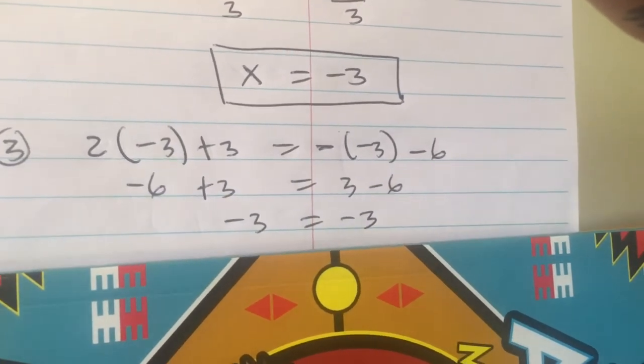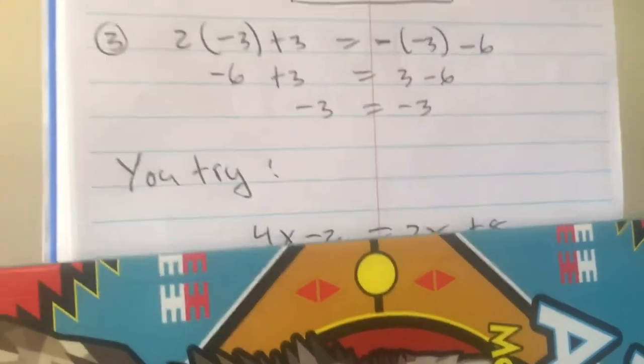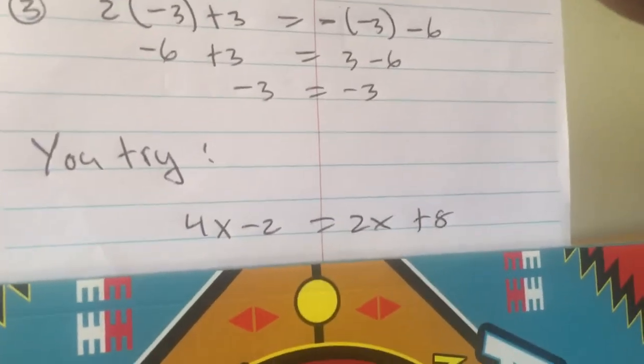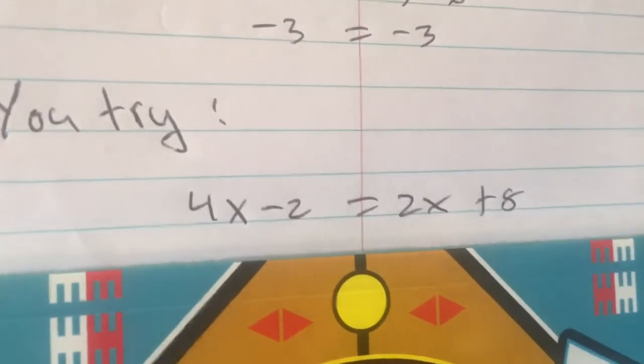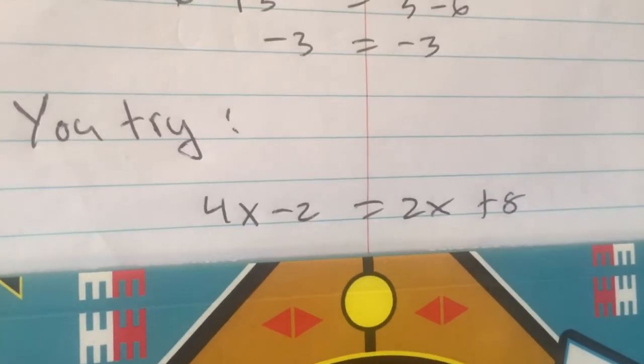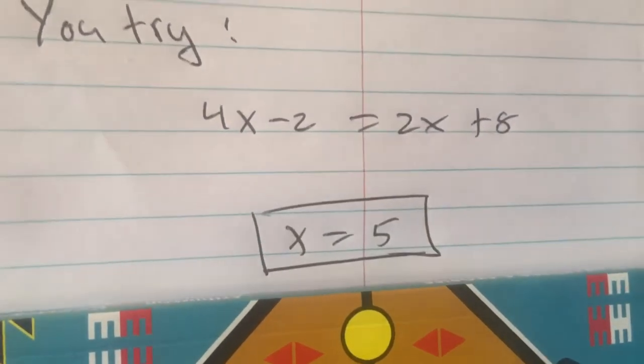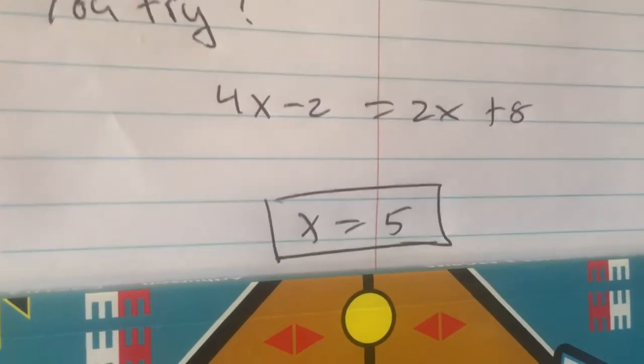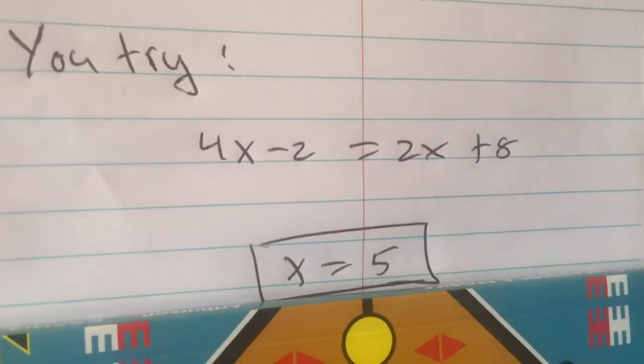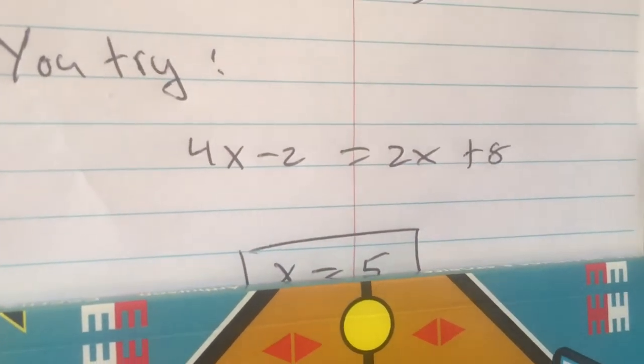So it worked. Now, I want you to try on your own solving 4x minus 2 equals 2x plus 8. You should get x equals 5. If you don't get that or you're struggling, send me an email and I will show you how to solve that equation.